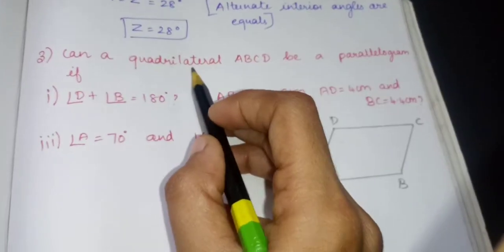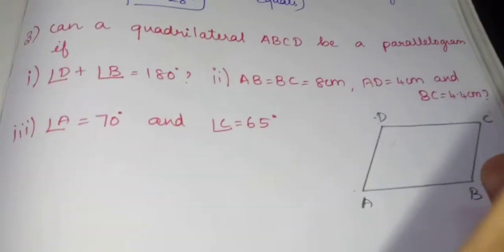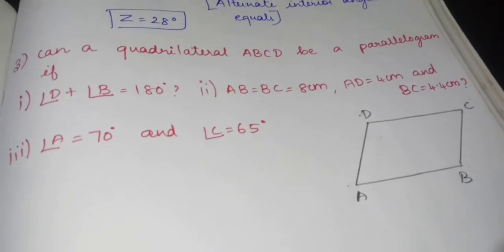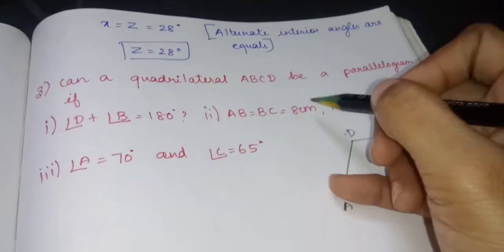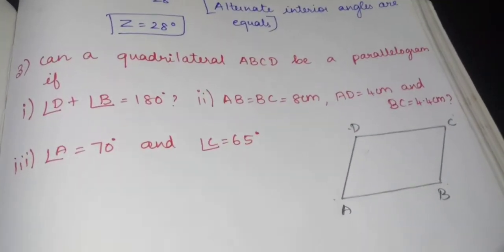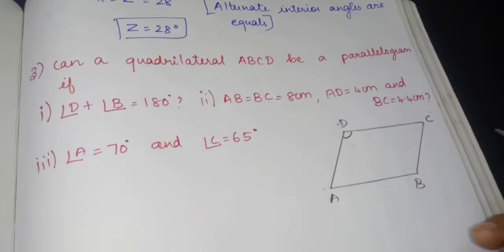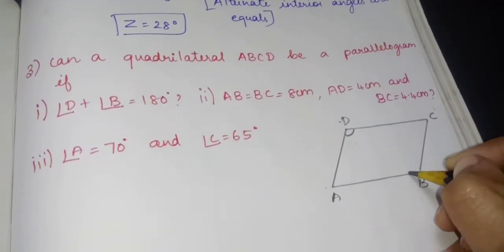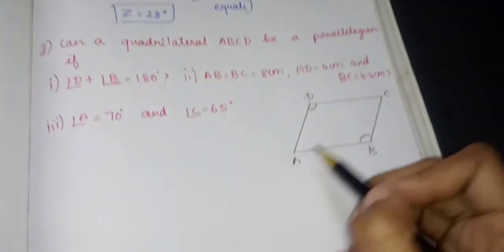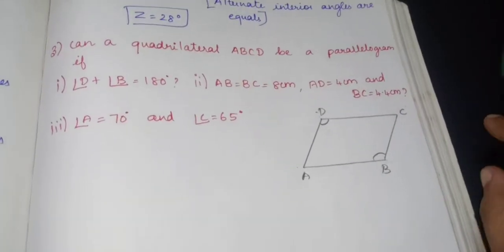Can a quadrilateral ABCD be a parallelogram? Quadrilateral means what? It is a four-sided polygon. Whether ABCD is a parallelogram. If these conditions are given, whether it is a parallelogram or not, we have to prove it. Okay. What is the first condition? Angle D plus angle B equal to 180. So first is angle D plus angle B is equal to 180.